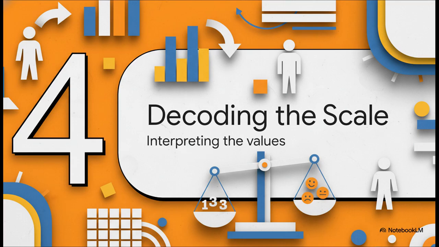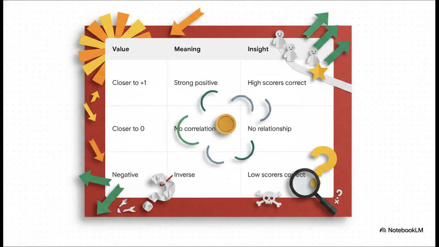Section 4. Decoding the scale. Interpreting the values. Now, calculating the number is only half the journey, right? Interpreting it is where the true value lies. If your resulting calculation is closer to +1, you have a strong positive correlation. This is great news. It means students who scored high overall tended to answer the specific item correctly. The question is accurately separating those who know the material from those who don't. But values closer to 0 mean absolutely no correlation. It's just a coin toss. There's no clear relationship between the overall score and this item.